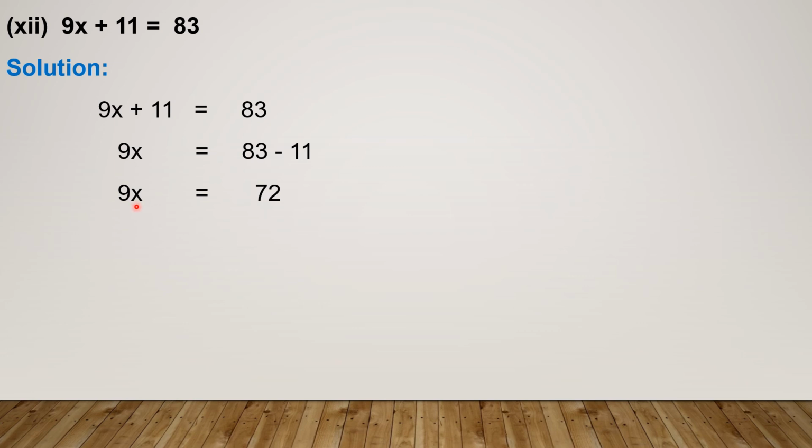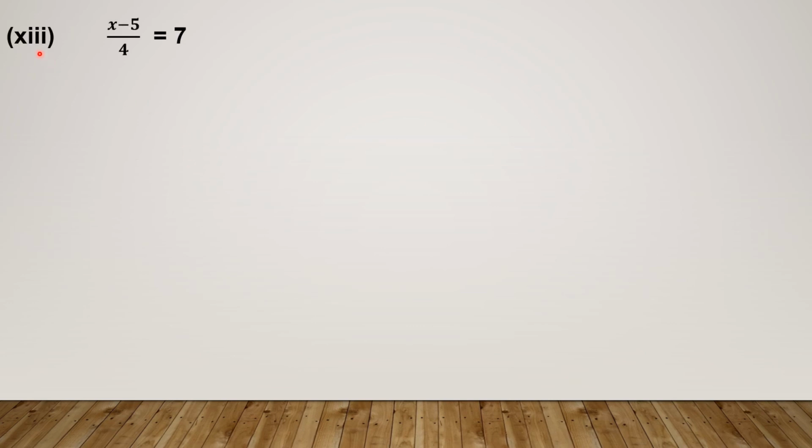Now students, again we need x alone, so we don't need this 9. We will move this 9 on other hand side, it will be multiplied over here. It is multiplied over here, so when you move on other side, it will be divided. So we will get x is equal to 72 by 9. 9 ones are 9, 9 eights are 72. X is equal to 8 is our answer.